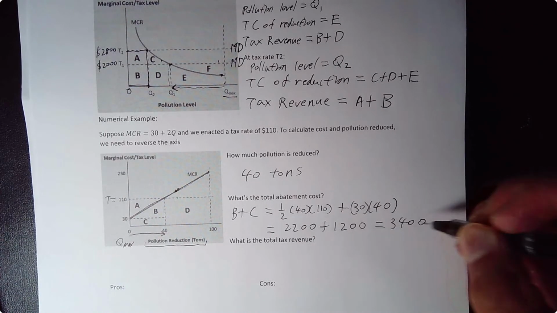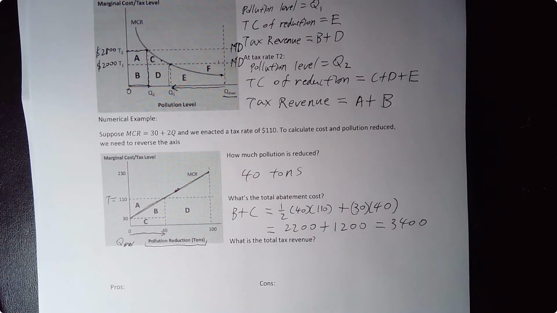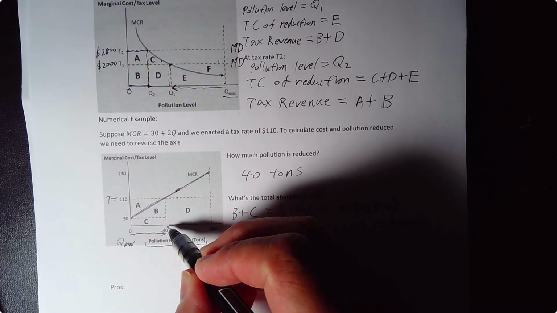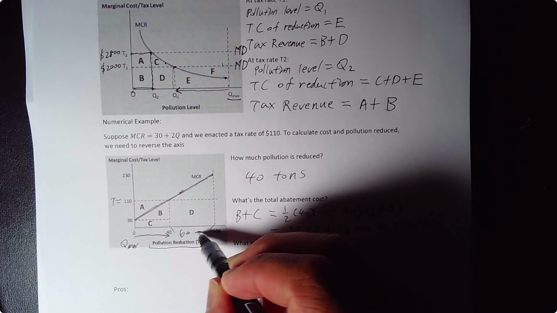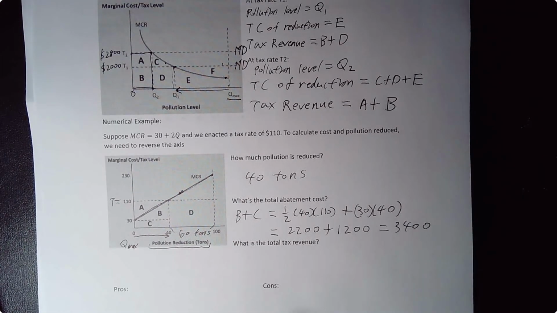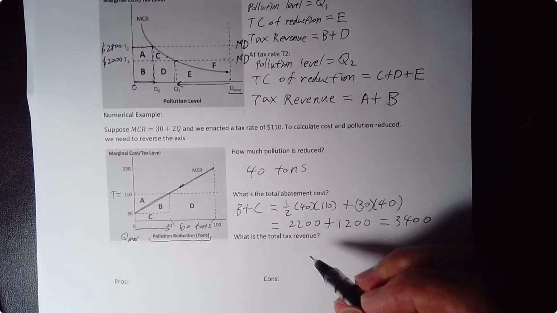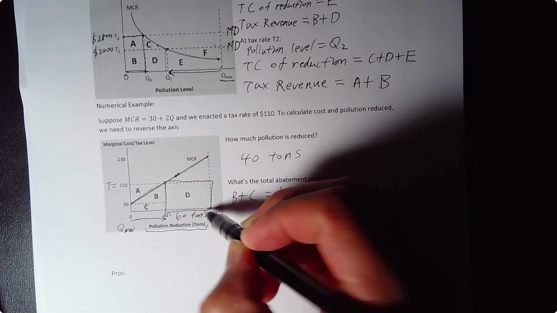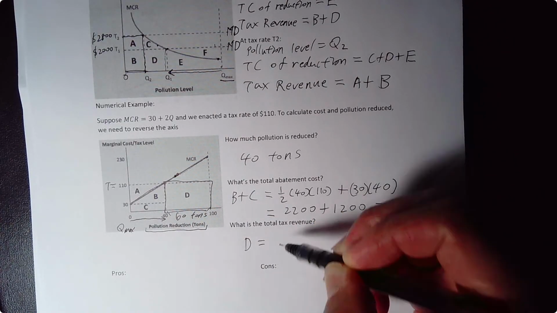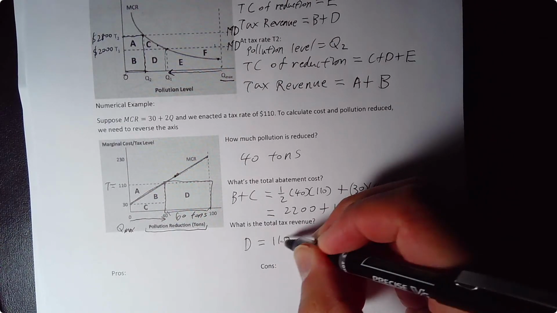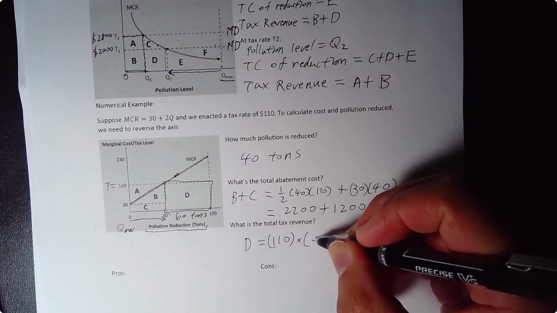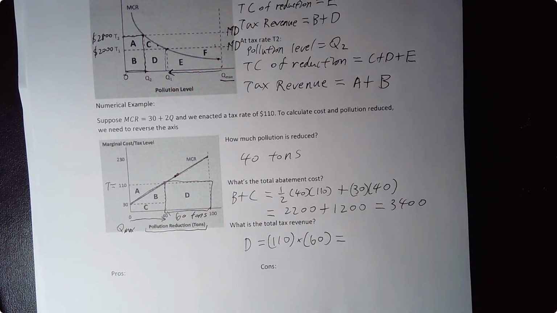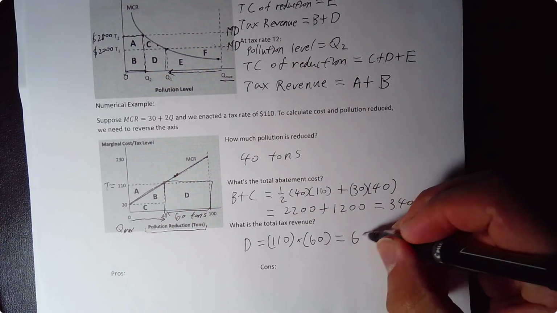Now, what's the tax revenue? Well, they are still polluting 60 tons. 60 tons of pollution is still being emitted, and therefore they will still have to pay the tax on it. So the total tax would just be D, and D will be 110 times 60, which is 6,600.